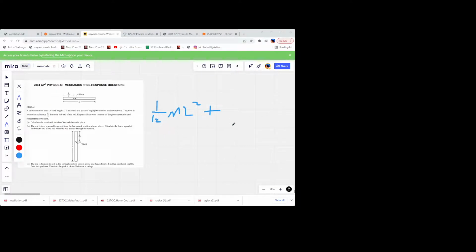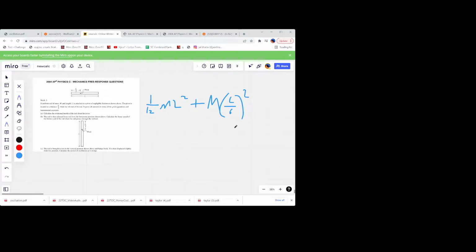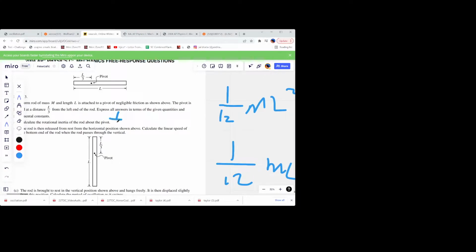Then use parallel axis plus. Maybe I'll actually try doing this without using parallel axis and knowing that. Unfortunately, I'm not doing that now though, so plus ml squared over 36. This is 3 ml squared over 36. So this is 1/9 ml squared.